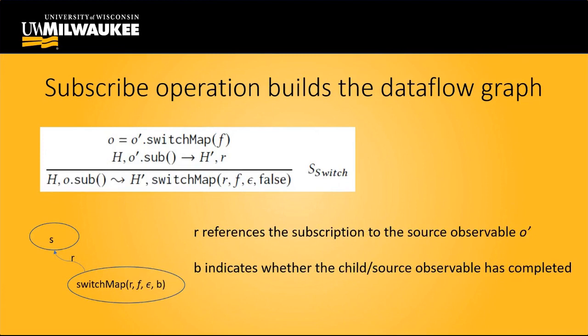When a switchMap observable is subscribed, its source observable O prime is also subscribed. The resulting subscription object contains a reference to the subscription to O prime, while there is no child observable initially. It also contains a Boolean flag to indicate whether the source or the child observable has terminated.